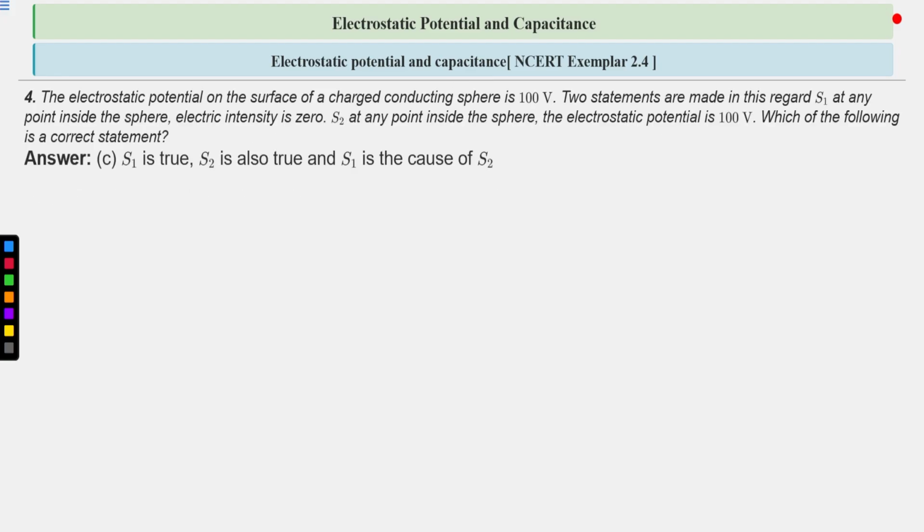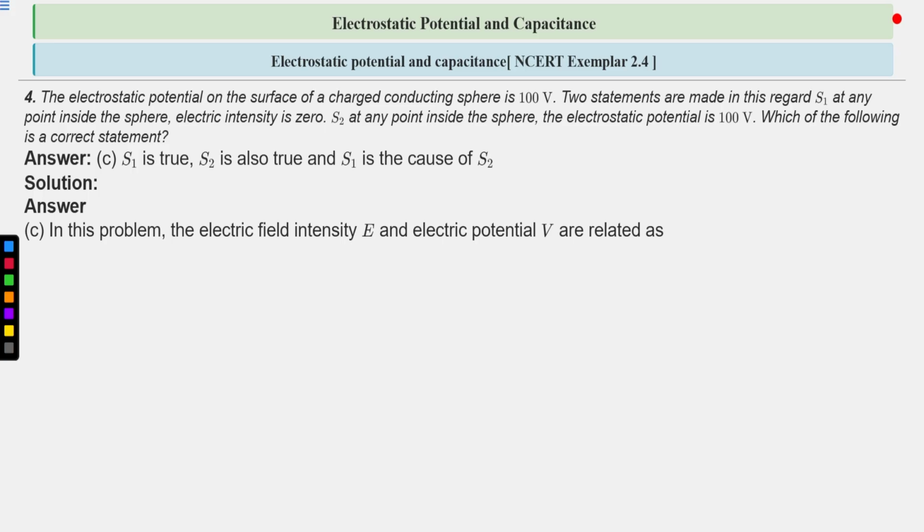So correct option is C. S1 is true, S2 is also true, and S1 is the cause of S2. Okay, so let's see how. In this problem, the electric field intensity E and electric potential V are related. It can be solved using the relation between electric field and potential, and they are related as E equal to minus dV by dr.